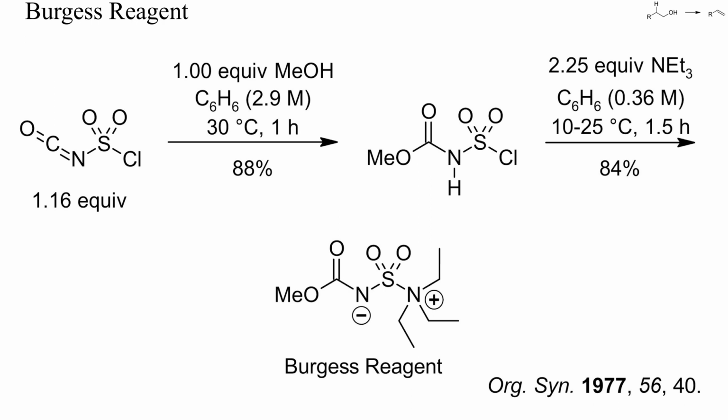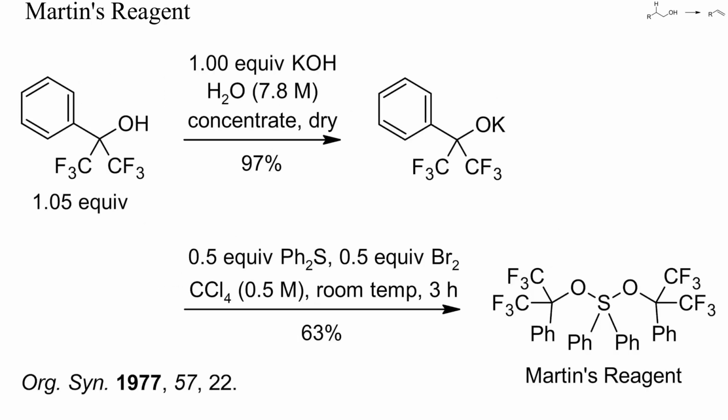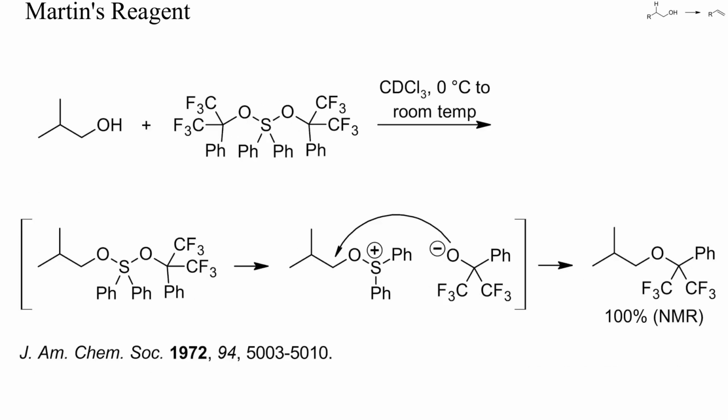Burgess reagent is prepared from chlorosulfonyl isocyanate as shown here. It is a water-sensitive sulfonylating reagent that reacts with alcohols first by displacement of triethylamine. Primary alcohols unfortunately cannot be dehydrated with the Burgess reagent and are only converted into carbamates as shown here. Martin's reagent is prepared by oxidizing diphenyl sulfide with bromine in the presence of a fluorinated tertiary alcohol. Upon reaction with primary alcohols, no alkenes but only ethers are formed, as in this example.